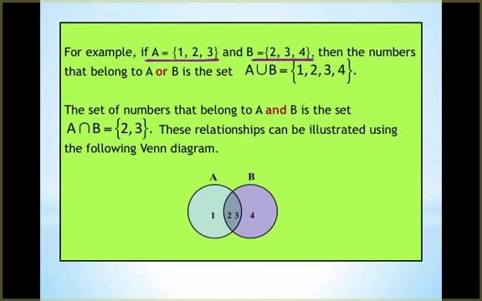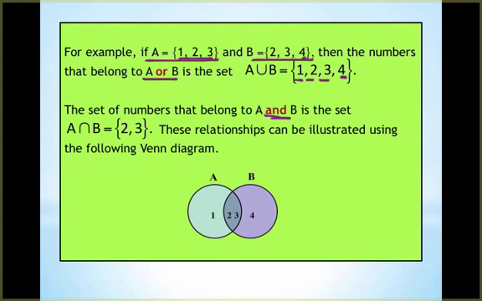Then the numbers that would belong to A or B is any number that's in either of those two sets. So notice that in the first set we have 1, 2, 3, so that's the first 3 elements of our union. And then any element that's in B that was not in A, which would be 4, would also be in the union. So you're just taking the two groups, making them into one big giant group.